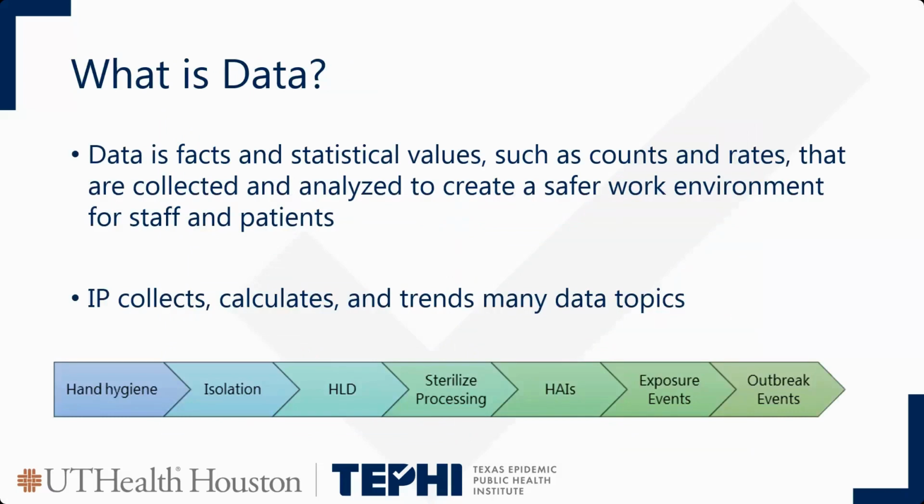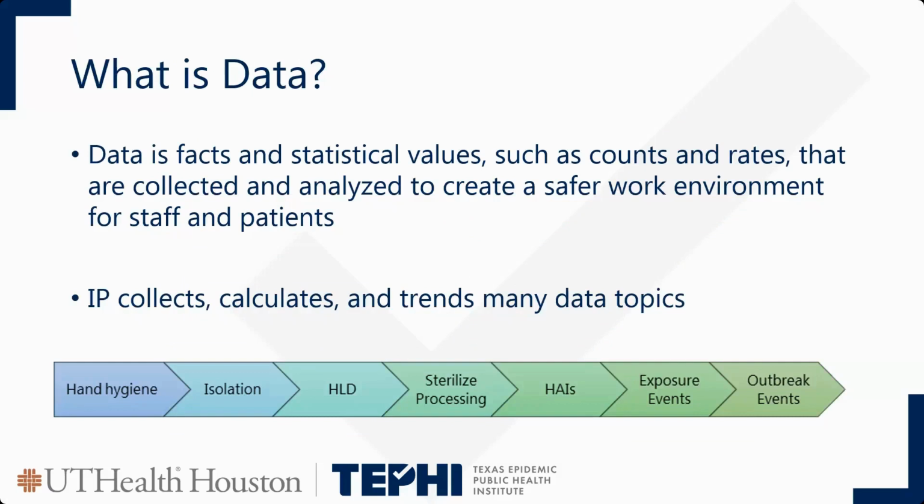So now that we've gone through the HIPAA guidelines with data, what exactly is data? So data is a lot of things. It is facts, it's information, it's statistical values. In infection prevention, we look at counts and rates. And specifically, we look at lots of metrics that we've talked about under our surveillance module, under our EPI module, and then all of our 101 modules that we did last year. We collect a lot of data.